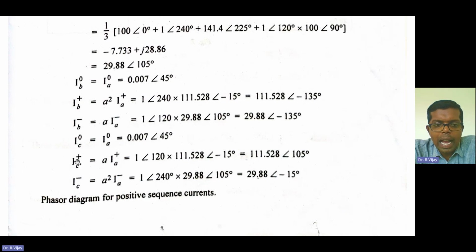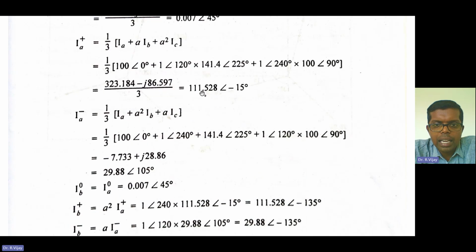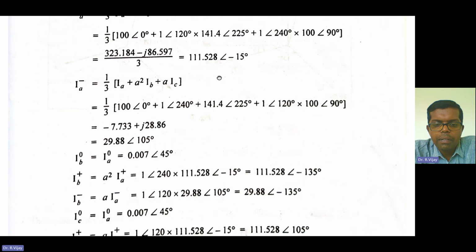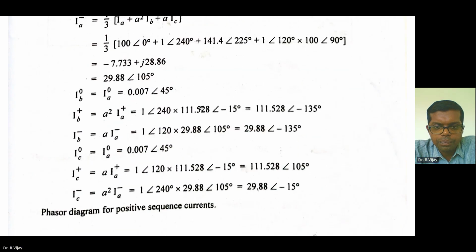Next, IC positive. IC positive is equal to A into IA positive. A into IA positive means 1 at the angle of 120 degree into IA positive. IA positive we already calculated here as 111.528 at the angle of minus 15 degree. Just substitute it. You'll get the answer as 111.528 at the angle of 105 degree.